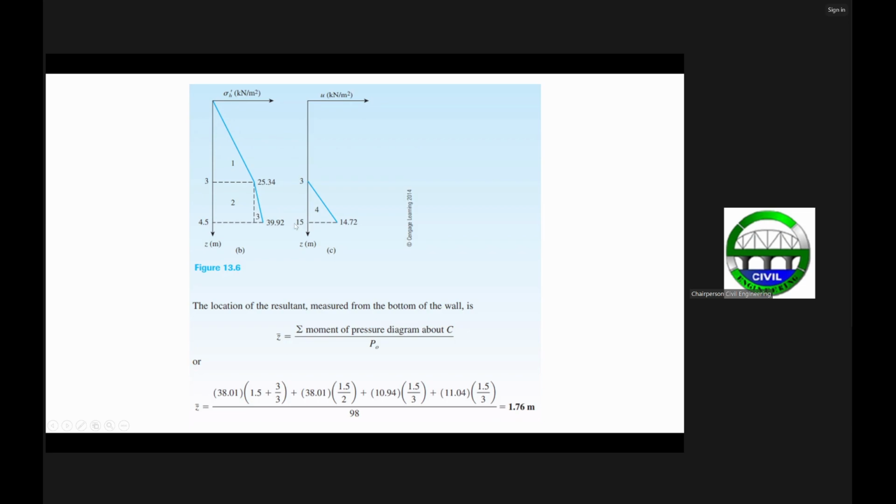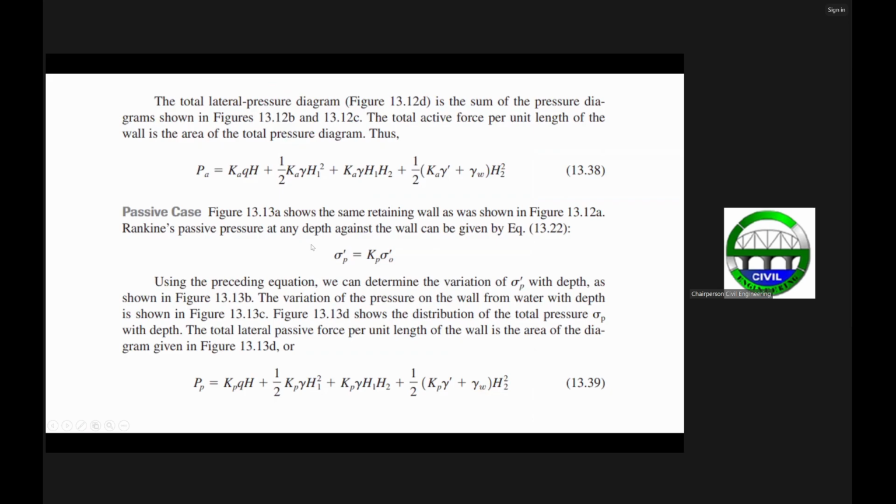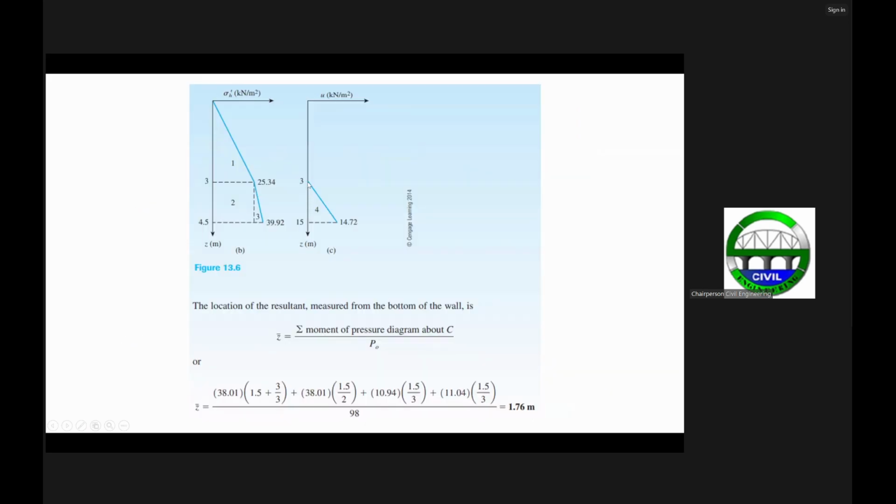I think this is a type of error. This is a 4.5. No, that's not 15. Okay, this is depth. So to get now the total force per unit length of wall, we can add all the pressure diagrams here. Take note here at depth 0, the value is 0. So that's equivalent to this one. Then here also at depth 3 meters, the pore water pressure is 0. So that's why here you have 0 as well.